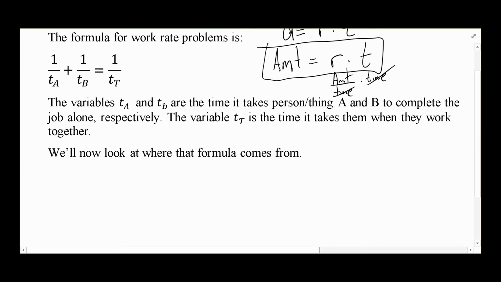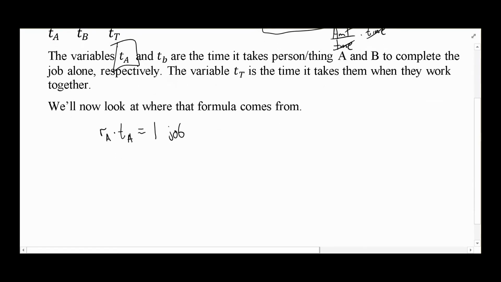So if we're talking about T sub A as the time it takes person A to finish the job alone, let's talk about their rate. So let's talk about the rate of person A. If I take the rate times the time it takes them alone, they should finish one job. So our rate is going to be in jobs per hour. So if I want to figure out what that person's rate is, I would divide both sides by their time, and their rate is 1 over their time.